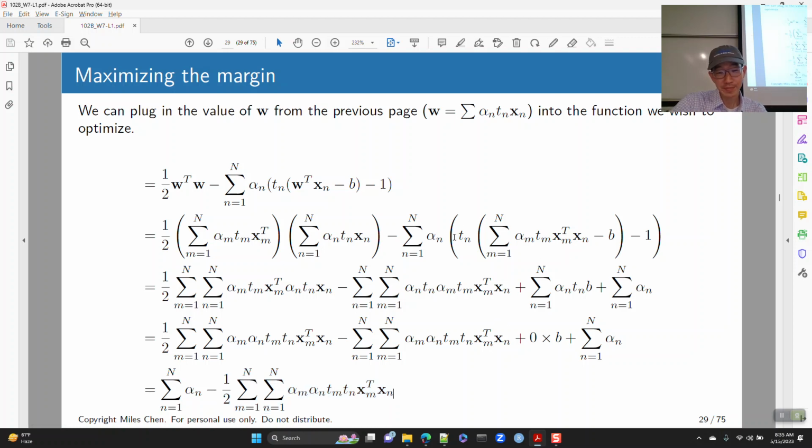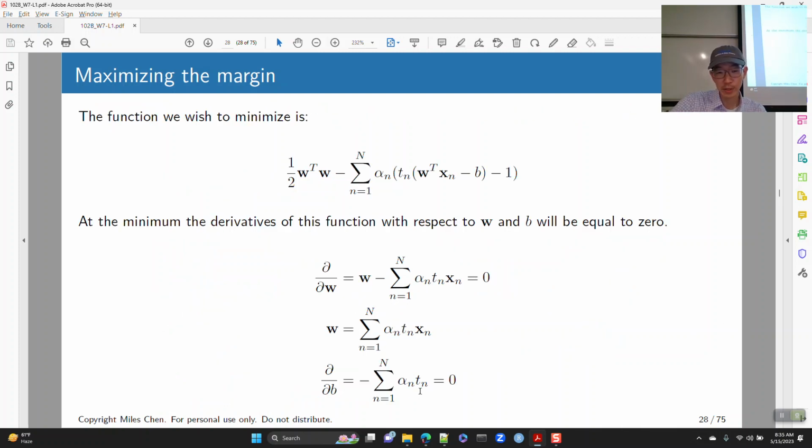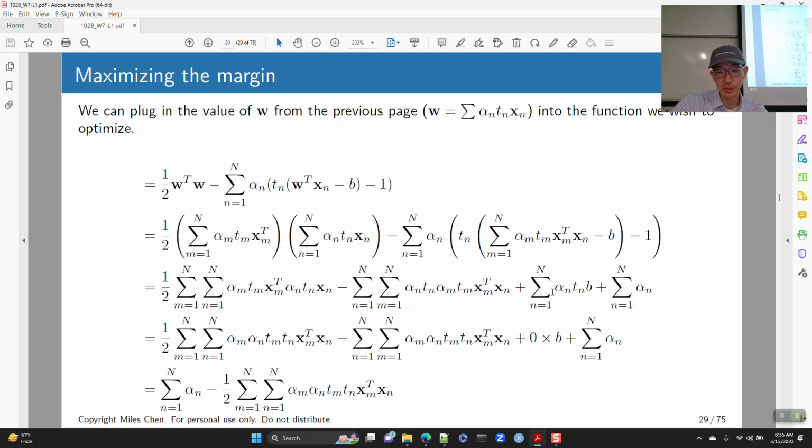This whole thing, alpha and t and b, looking at over here, we know that this is going to equal 0 at the solution. So this is going to end up being 0 times b, and then over here I've got a sum of the alpha n. So it's a mess, let's not lie. But this is what we get, and apparently we can solve this using quadratic programming.